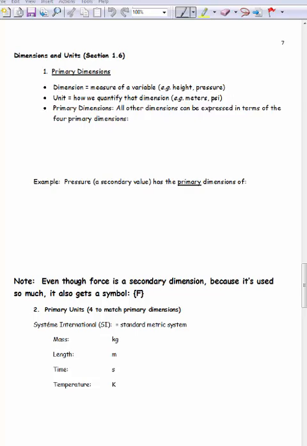All right, let's get started. Please turn to page 7 of your notes if you haven't already. We're going to start taking notes there. Now we're going to talk about units and dimensions.